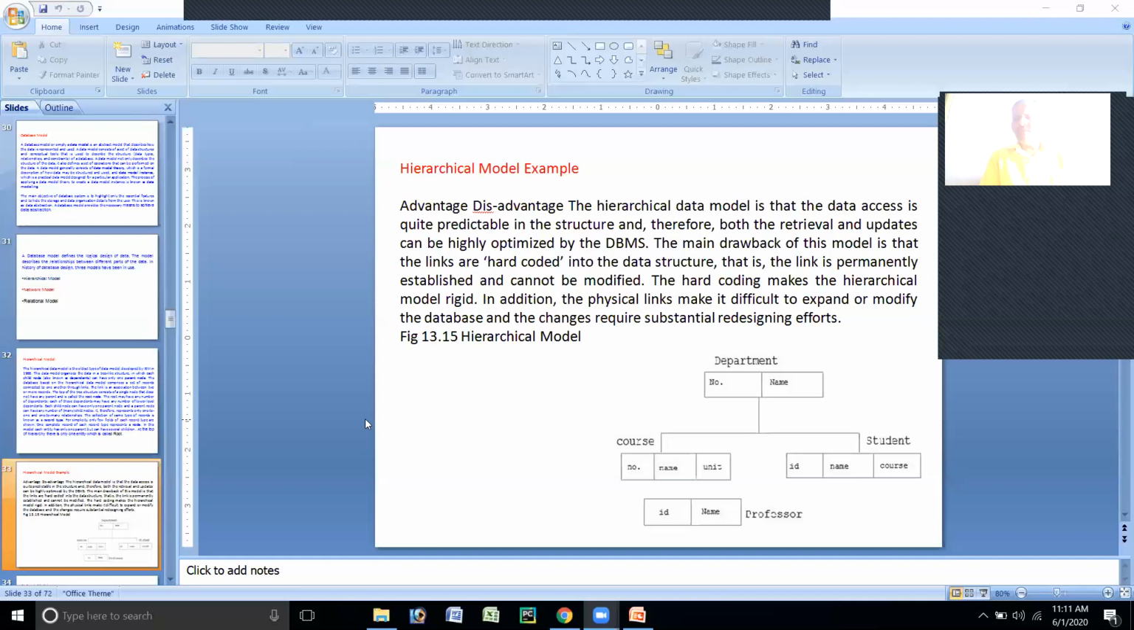According to this, we are considering this as a tree. Department is considered the root node because it is the topmost node in the structure. Then it has two children, course and student. Course and student, clear? Related to course we have some data, and related to student some data. Is it clear? This we call the hierarchical model.